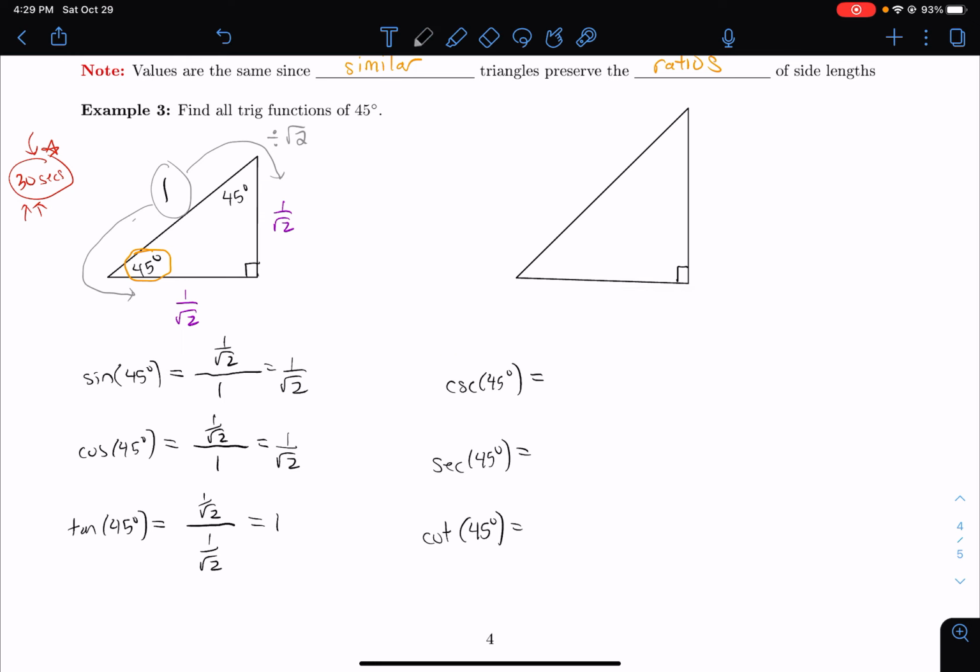Now let's get the reciprocal ones. So cosecant, if I reciprocal 1 over root 2, is just root 2. Secant is the reciprocal of cosine. That's also going to give me root 2. And then cotangent is the reciprocal of tangent. So I'll get 1 over 1, which is 1. Nice. Okay, so we got all of these. We got all the trig functions of a 45-degree angle.